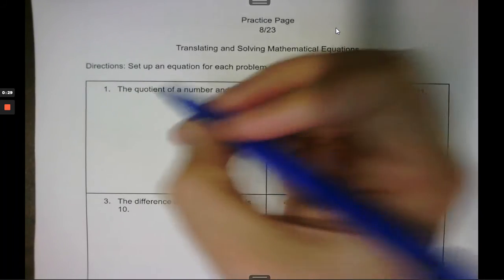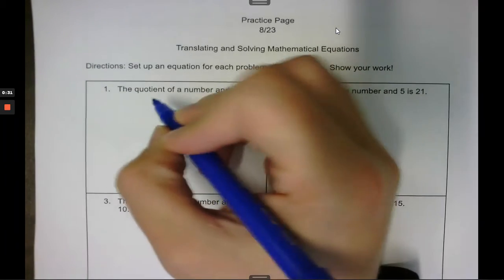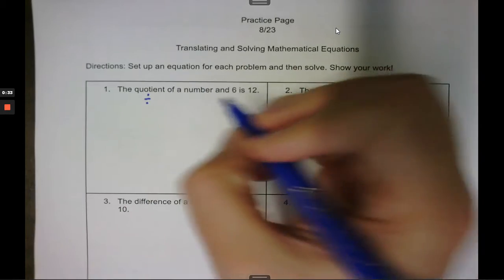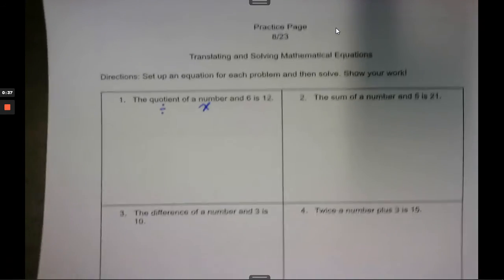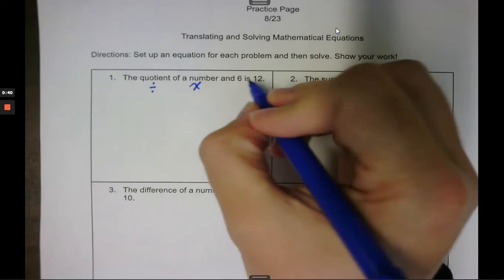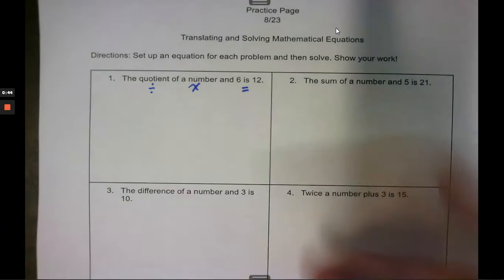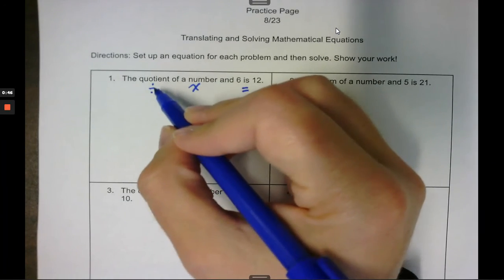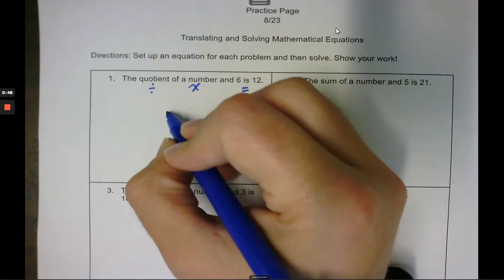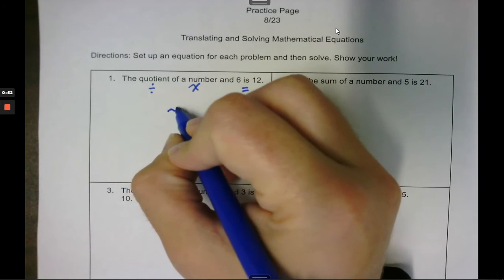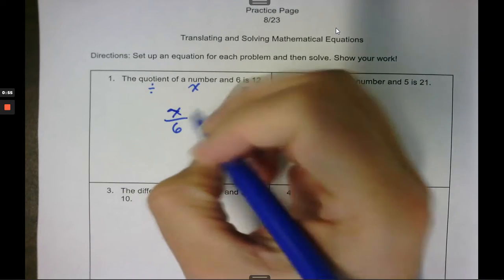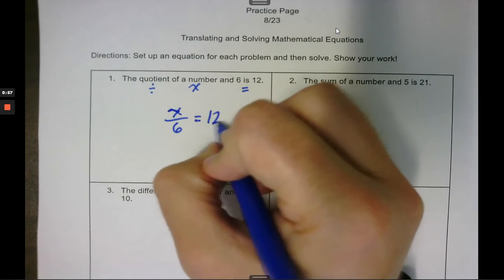So to start with, we have the quotient of a number and 6 is 12. Quotient means divide. Okay, some number x we don't know, and then 12 is what it is going to be equal to, because is means equal. Now, when we set up quotients or division problems, we often set them up as fractions. So it's the number divided by 6, or x over 6 equals 12.